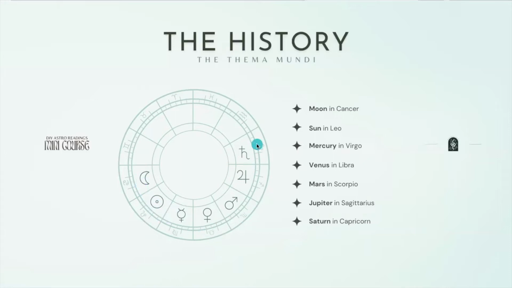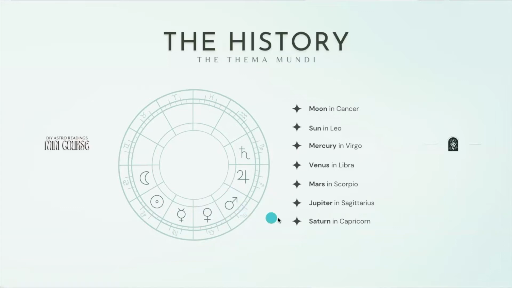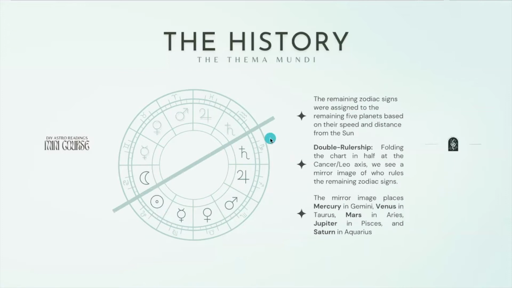So this is where it comes from, the fact, quote unquote fact, that the luminaries were in Cancer and Leo, and Mercury was in Virgo, Venus was in Libra, Mars was in Scorpio, Jupiter was in Sagittarius, and Saturn in Capricorn. And then when we sort of fold the chart in half, we see this duplication. So we've got a mirror image of Mercury ruling Gemini, Venus ruling Taurus, Mars ruling Aries, Jupiter ruling Pisces, and then side by side, the double whammy, Saturn ruling Aquarius.